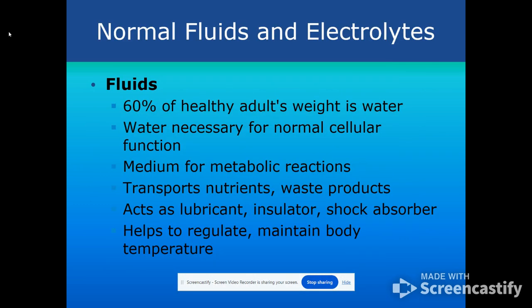Normal fluids and electrolytes: again, factors that affect the total body fluid are age, gender, and body fat. Fluids comprise about 60% of a healthy adult's weight, in water. It's necessary for normal cellular function. It transports nutrients and electrolytes to the cells. It dissolves and carries waste products away from the cell. It acts as a medium for food digestion. It lubricates joints and membranes. It's an insulator for your body. It's a shock absorber. It regulates body temperature. Those are all the big things that fluids do.